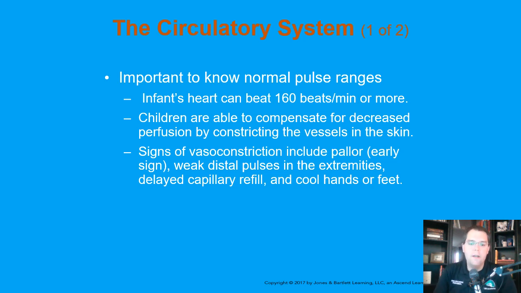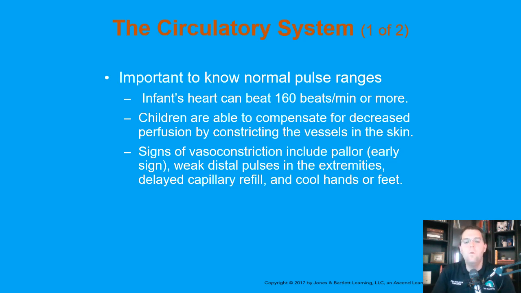Children are usually unable to compensate as long as an adult, but they can compensate fairly well. Their initial compensation is by shunting blood away from their skin. So they constrict the blood vessels at the surface level of their skin and pull that blood back to the core. Because of that, some of the first signs of shock that you'll see are skin signs. They may have pallor, they may be gray, pale. They may just look sick.